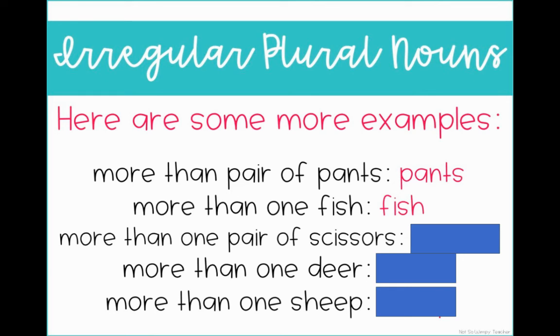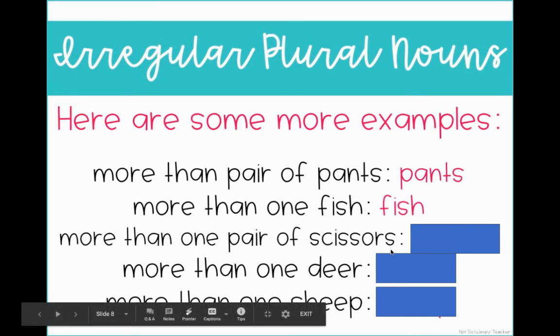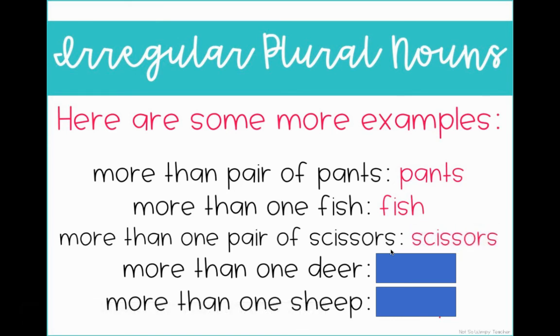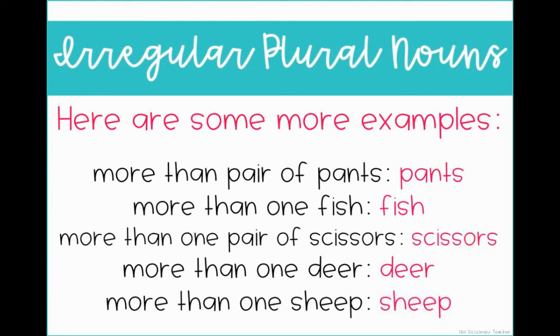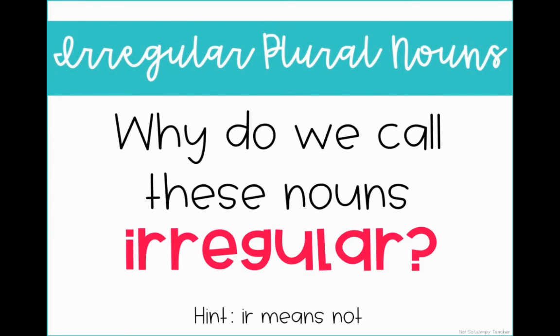You could have one pair of scissors with an S, or you could have 3 pair of scissors. Same thing. Maybe you live in kind of a woodsy area and you have one deer in your yard, or you could have 10 deer in your yard. It stays the same. Or maybe you live kind of on a farm and you have one sheep or you have 5 sheep. Doesn't matter, stays the same.